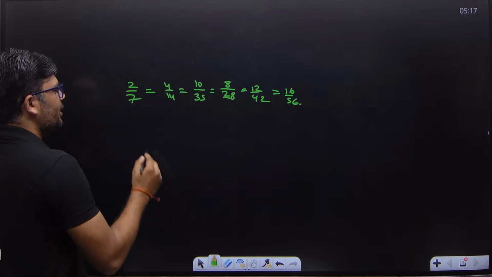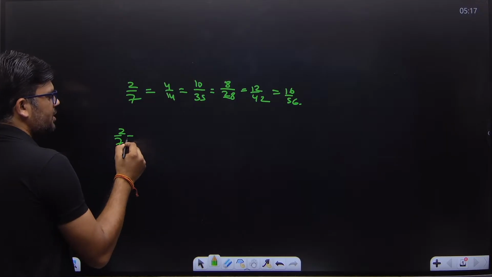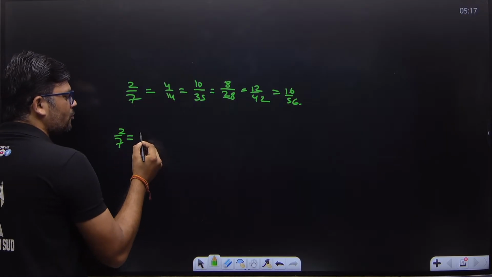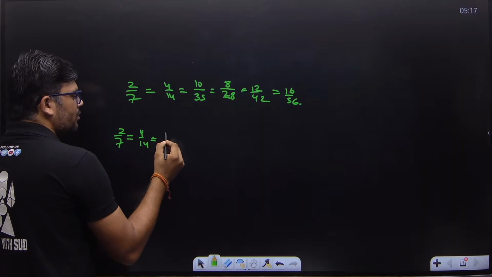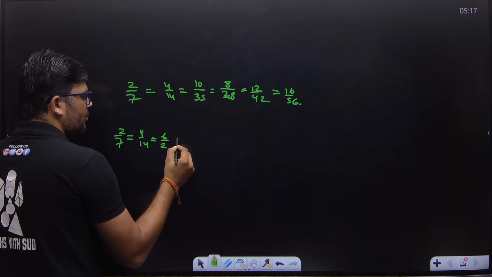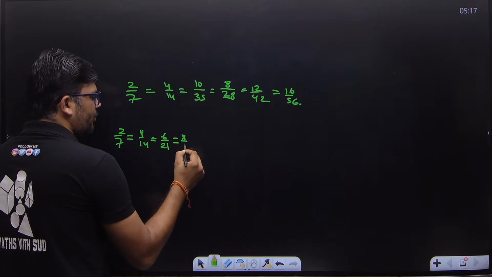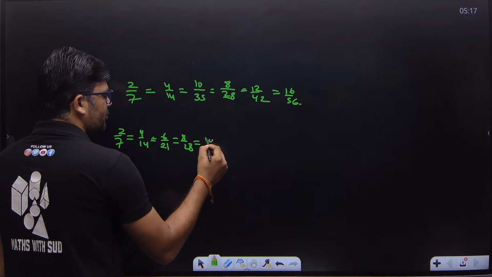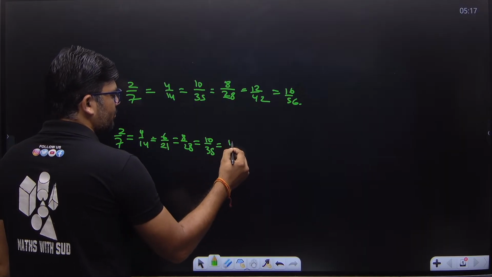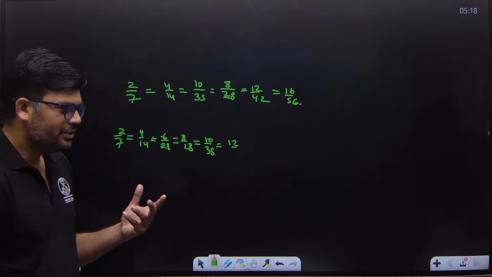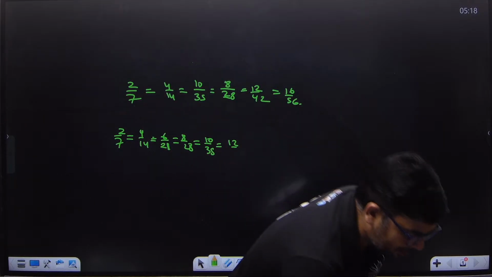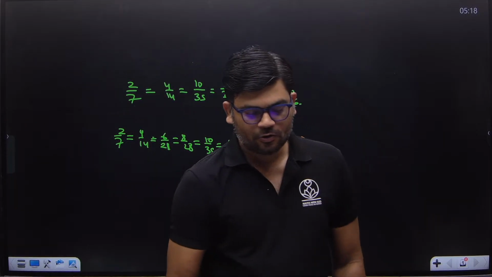Why don't you go serially? See, it's easy. Multiply both of them by 2, so you will get 4 by 14. Multiply them by 3, so you will get 6 by 21. Multiplied by 4, so 8 by 28. Multiplied by 5, so 10 by 35. Going serially is an easier way rather than to write or go in a random way.